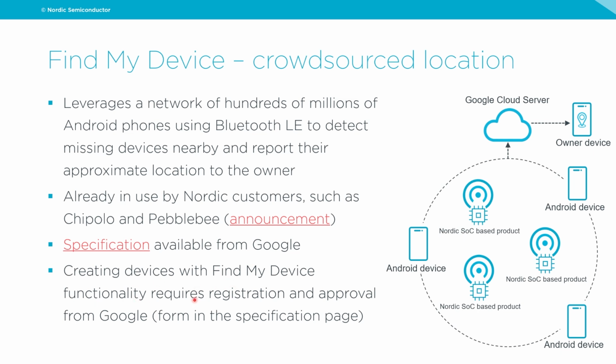and approved with Google. So that's something that needs to be put in place first before you can go to market with your device. You'll need the keys and some data from Google and some guidelines on how to market your product. And then you can find a link to this registration form in this FMD specification page. So you can check that out if this is something that you're interested in.